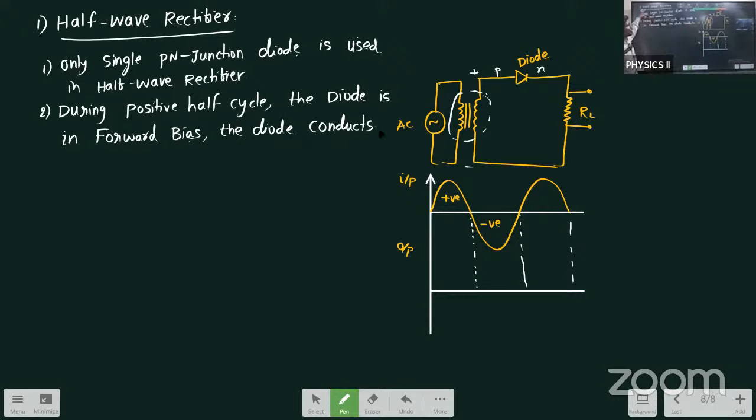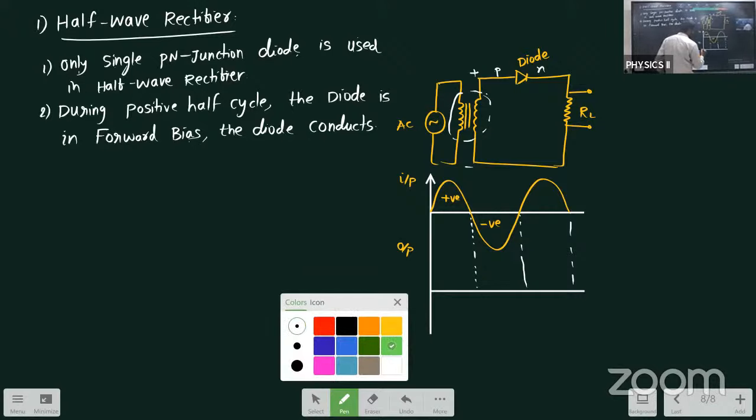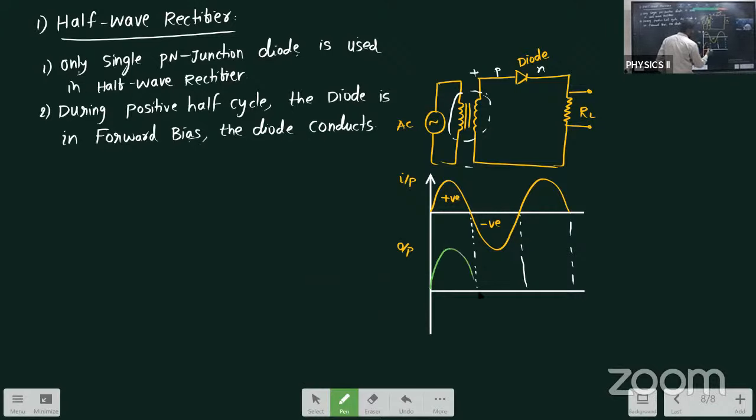So what is the second point you are going to write? What was the first point? Only one single diode is utilized in half wave rectifier, and during positive half cycle, the diode will behave like a forward bias connection, and in forward bias connection, whether the current will flow or not? Yes, definitely current will flow. So whether I will be getting the output or not? Yes, definitely I will be getting the output. The output will be something like this. For positive half cycle, we are getting output here.